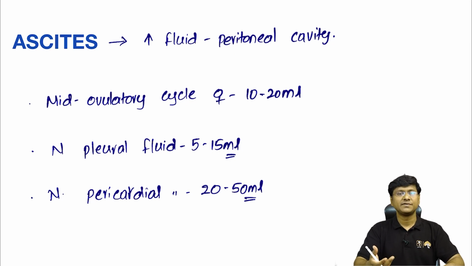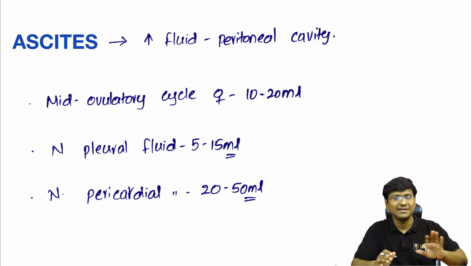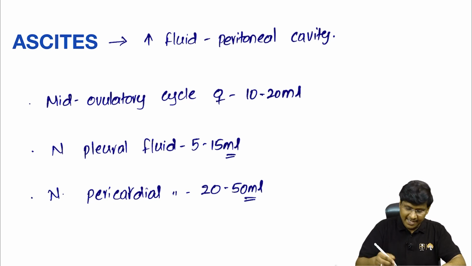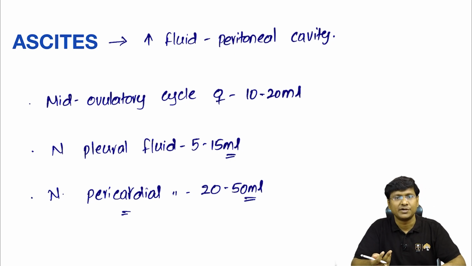And what is the use of the fluid in this pericardial space? Again, the same thing. It will reduce the friction between the parietal and visceral pericardium, and this fluid in the pericardial space will act as a shock absorber from external injuries. And if there is pericardial effusion, the investigation of choice is two-dimensional echocardiography, right?